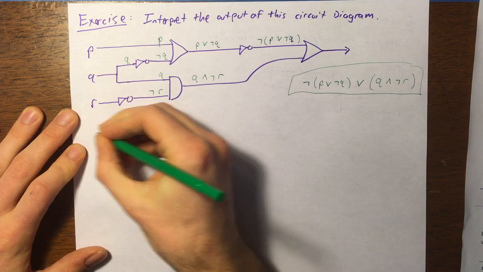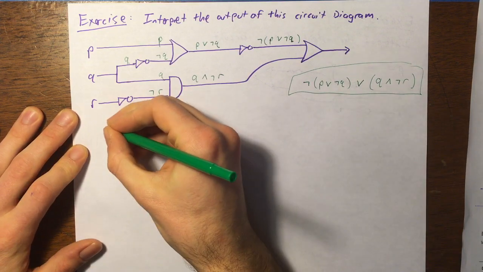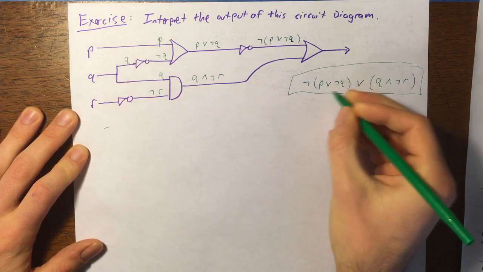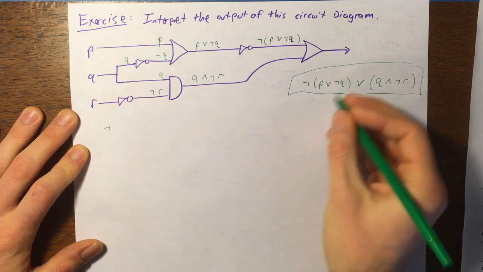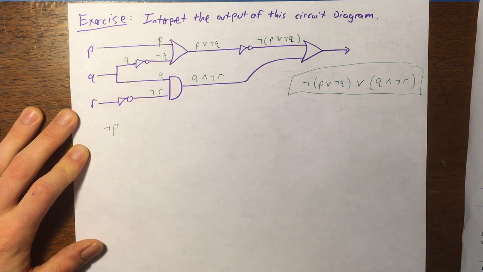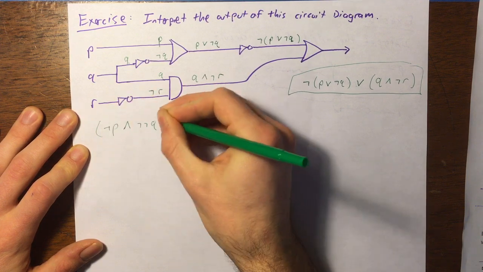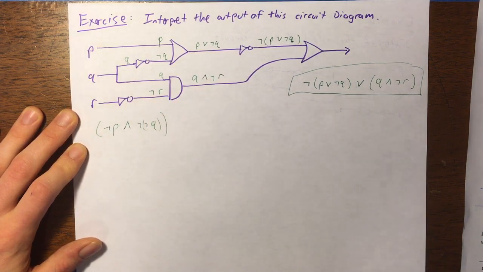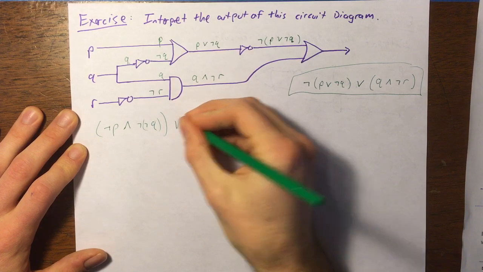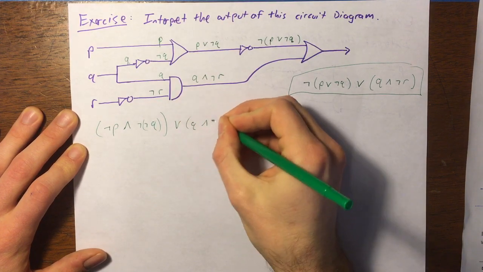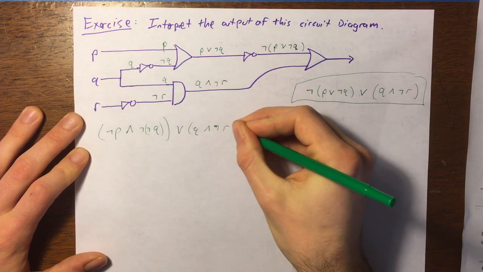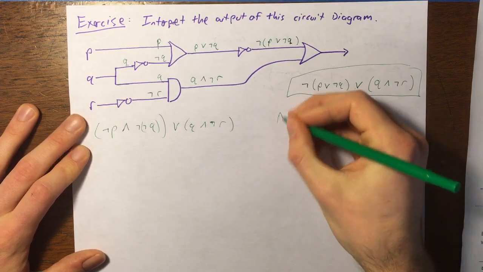I'm going to do a sequence of steps here. The negation of P or not Q can be written as the negation of P and the negation of not Q. So that's going to be a double negative right there. And then we have that, or Q and not R. So far, that is by De Morgan.